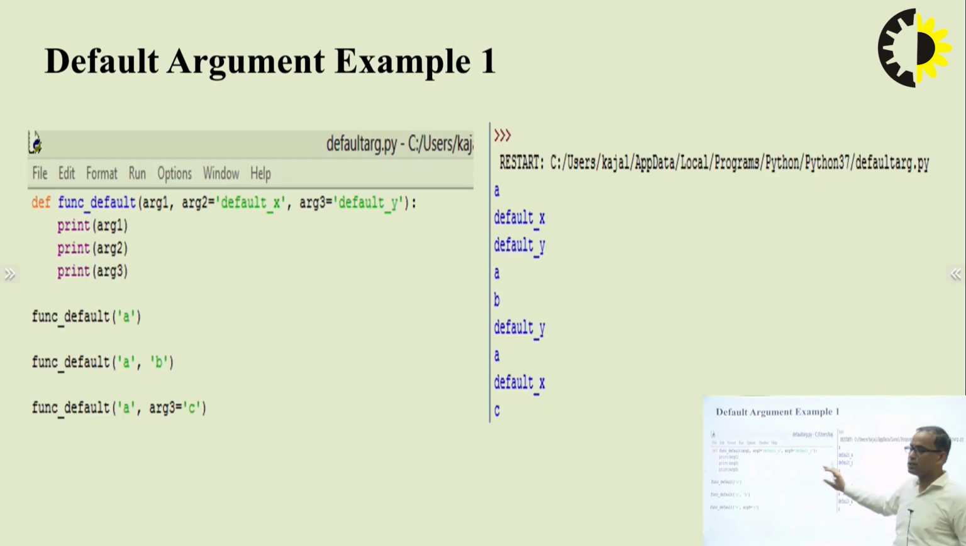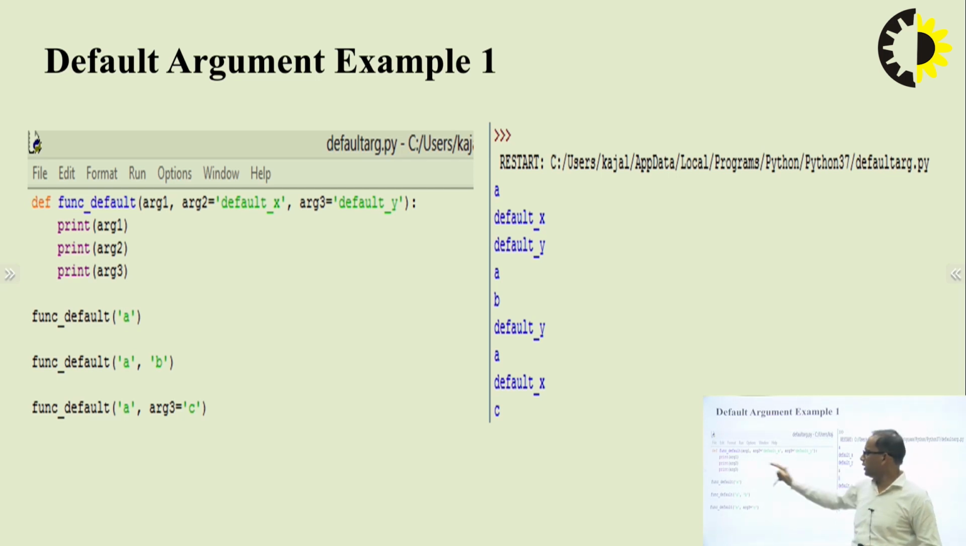For example, here this is a program. In this program, we are making a function, and the function name is function default. This is the def keyword, this is the function name, and here we are passing three arguments. arg1 is argument 1, and argument 2 is equal to default x. So default x is the default value of argument 2. Here I am not assigning any value to argument 1. To argument 2 I am assigning the value default x. Again, to argument 3, I am assigning the value default y.